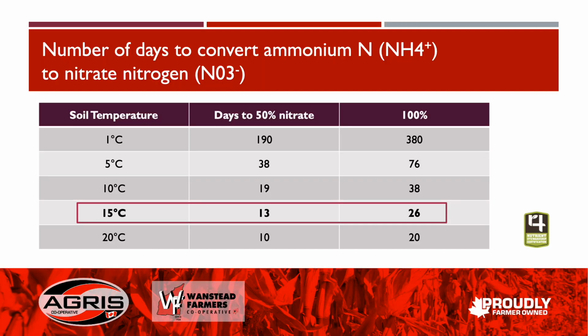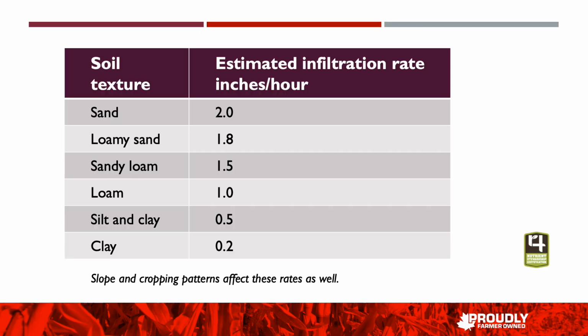We've seen this chart before in the other presentations. If you applied urea, which is going to convert to ammonium quite quickly in the soil, how long has it been in the soil? How warm the soil has been is going to determine how much of that is nitrate. So if you just applied urea 3 days ago and had a heavy rain, the amount of nitrate leaching is going to be minimal because it hasn't had time to convert significantly to nitrate. So that's one factor.